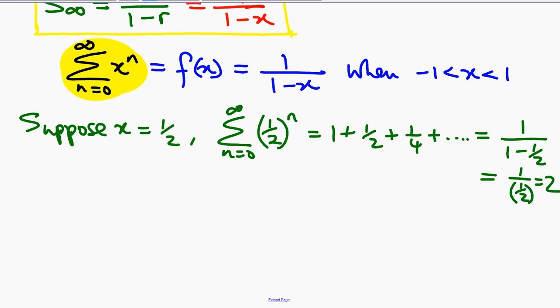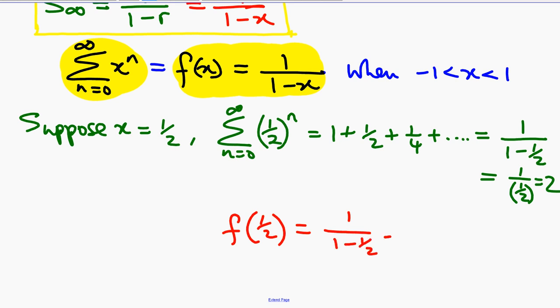We have the series, and we have the function as well, which is given by this. So we can check using these two different representations if this is true, especially when x is equal to a half. f of a half will be equal to 1 over 1 minus a half, which also will be equal to 1 over a half, which will be equal to 2. And you can see that these two answers are the same, all right?